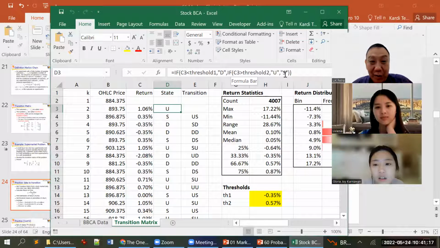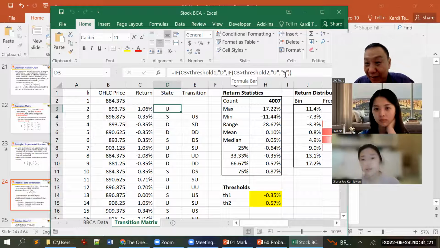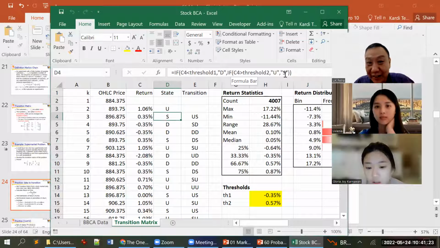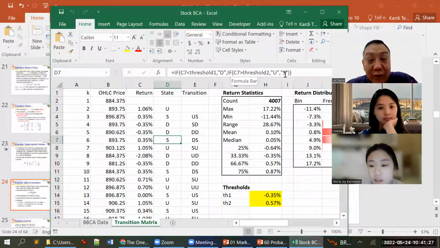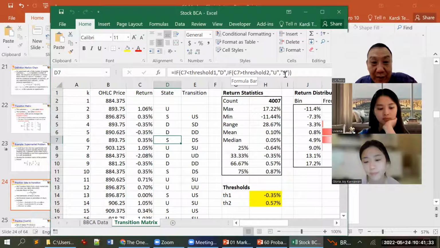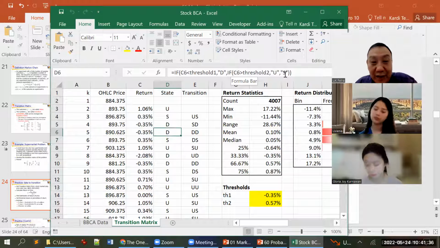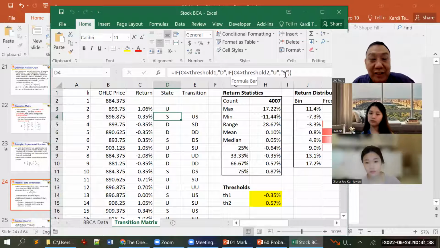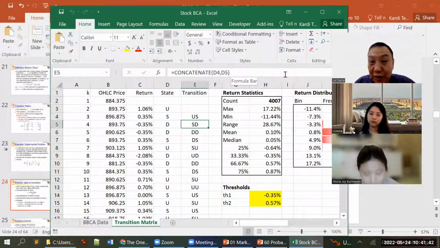And then how do you get the transition? Up to here, is it clear or not? Clear, right? I want to ask about the thresholds. Yes, I will discuss the threshold later. First we talk about transition. How do you get the transition? Very easy, because by transition I mean the two states. So you just combine, I just concatenate here. Can you see it?